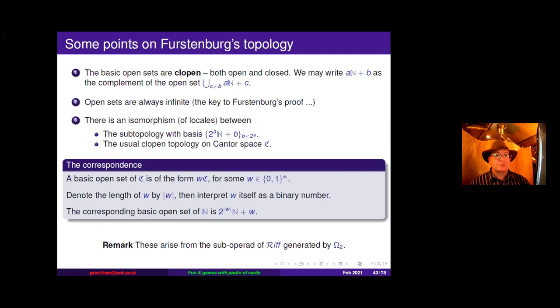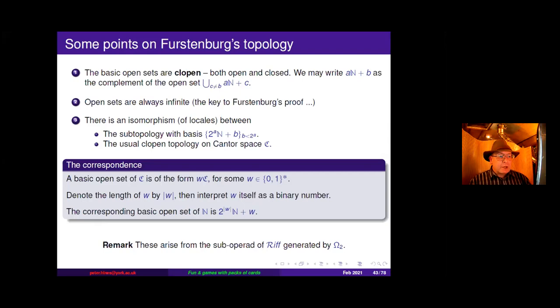And what we do is we interpret the length of this word, interpret this word itself as a binary number, and then we look at the corresponding basic open set in Furstenberg's topology, which is 2 to the power of the length of this word, n plus the word itself interpreted in binary.